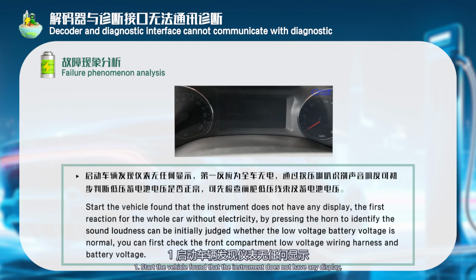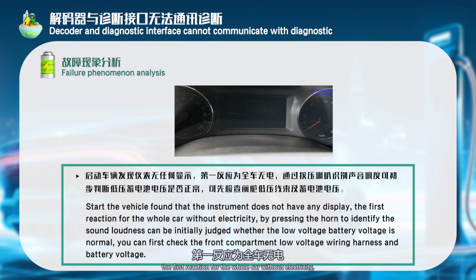1. Start the vehicle. We found that the instrument does not have any display. The first reaction is the whole car has no electricity. By pressing the horn to identify the sound loudness, you can initially judge whether the low voltage battery voltage is normal. You can first check the front compartment, low voltage wiring harness and battery voltage.